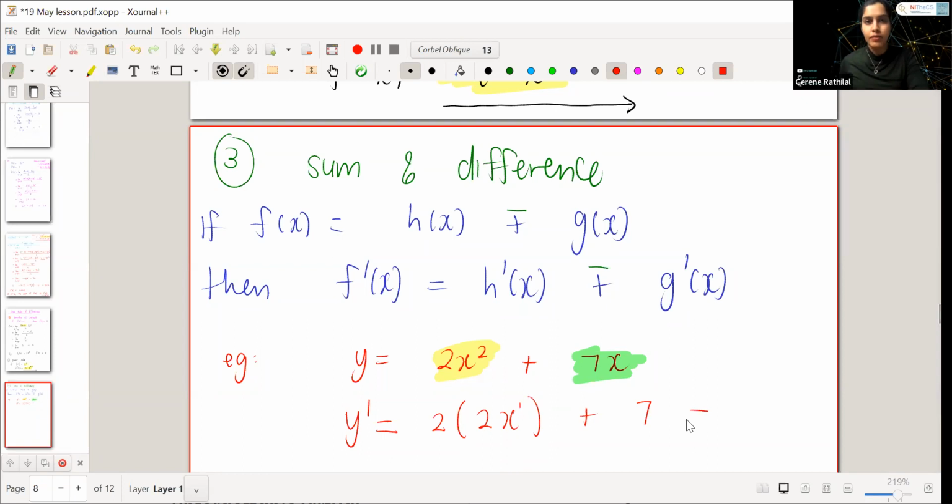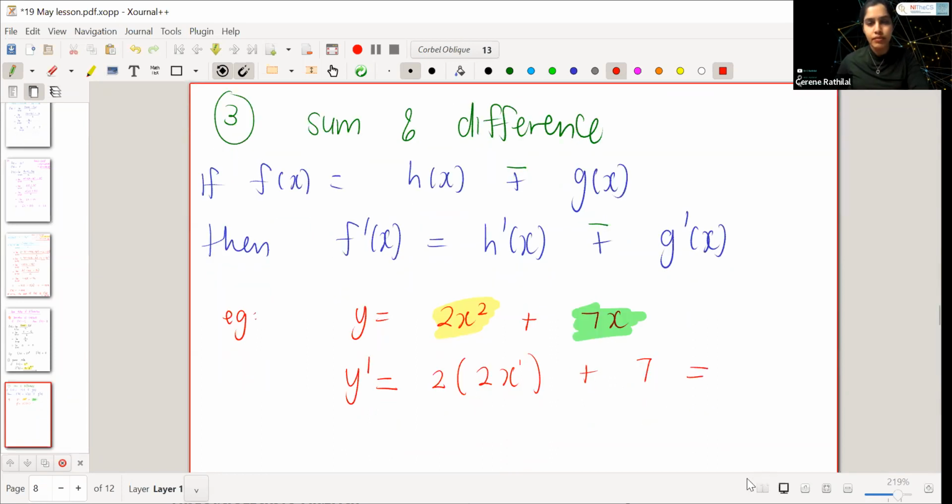And then, as the answers come in the chat box, I'm just going to summarize this. This is merely 4x plus 7. Okay, so let's take a look at our chat box. Great, so it seems that we're all following. So that was just to wrap up those rules that we had, okay?